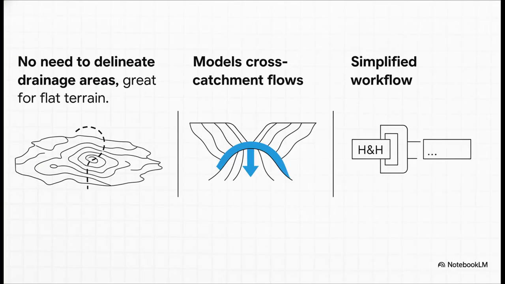So the benefits? They're pretty compelling. For starters, you don't have to spend hours trying to manually draw watershed boundaries, which is a total nightmare in flat areas. It's also way better at capturing weird, complex flow paths, like when a huge storm causes water to spill over a ridge into a totally different valley. Old models just can't handle that. And of course, having everything in one program is just so much simpler.